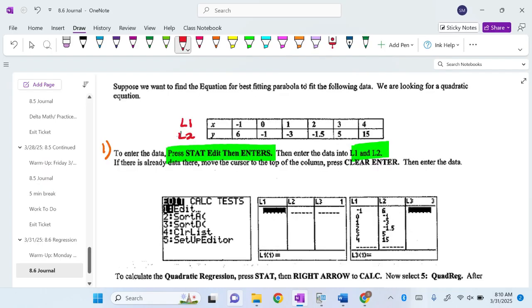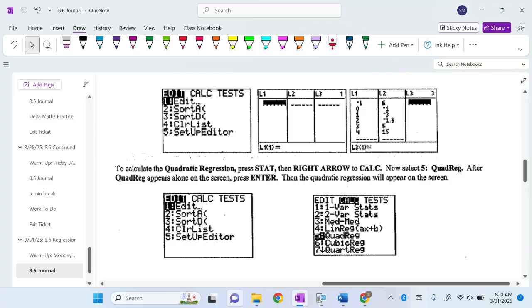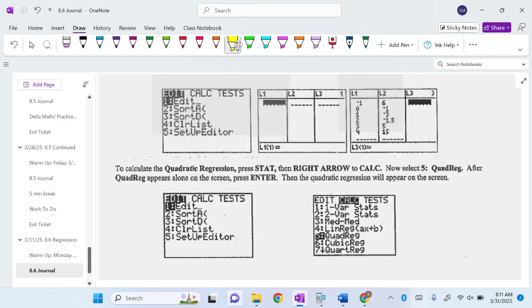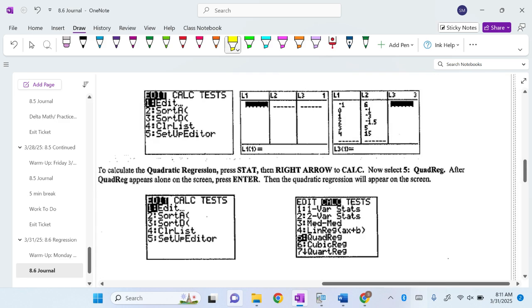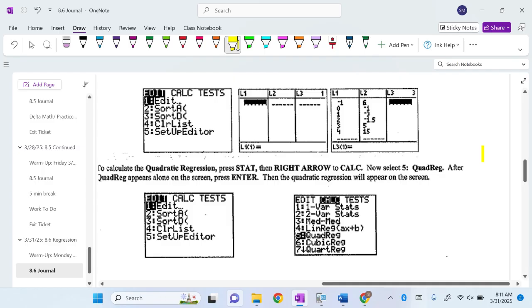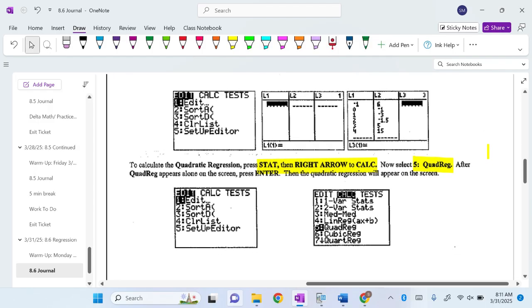All right, so after we enter, this is how we get quadratic regression, this set of steps right here. So it's listed right underneath the screens that look like this. So look on the board, on your notes, it's these screens right here. You want stat. So this is a sequence of keys you're going to hit. Stat, the right arrow, so that hovers over calc, and then you're going to select 5 for quadratic regression. All right, so this set of keys.